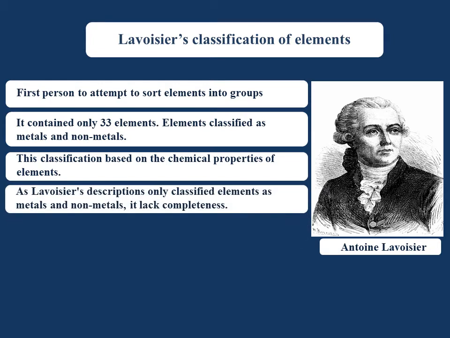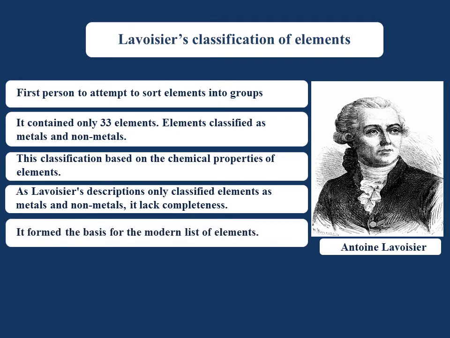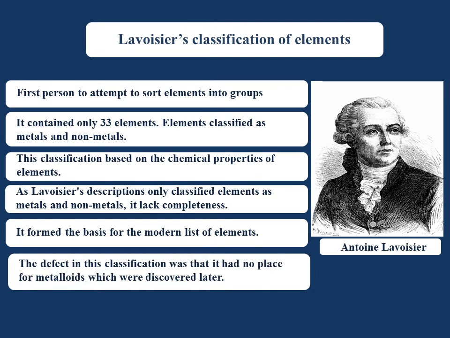As Lavoisier's description only classified elements as metals and nonmetals, it lacked completeness. But it formed the basis for the modern list of elements. The defect in this classification was that he had no place for metalloids, which were discovered later. The metalloid means the elements which have some properties like metals and some properties like nonmetals.